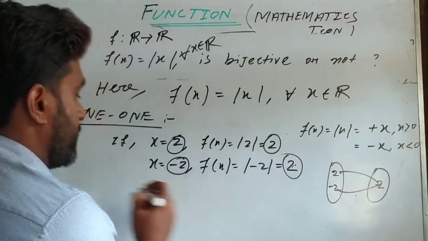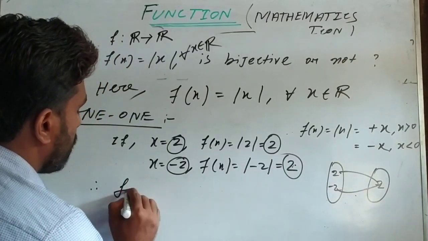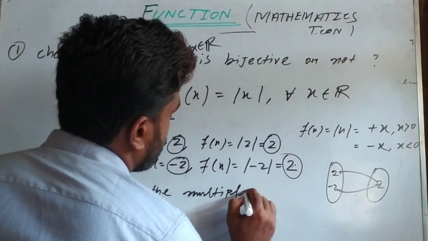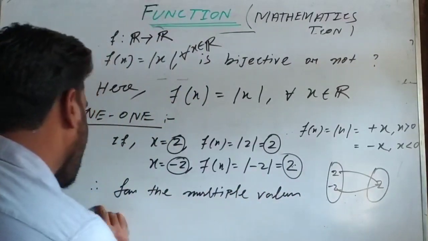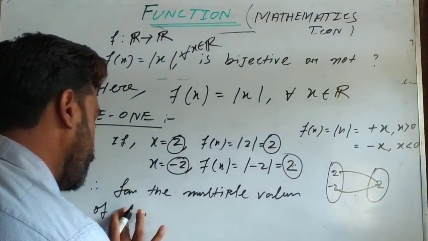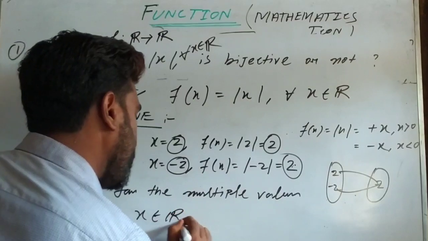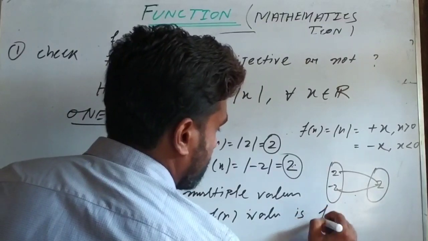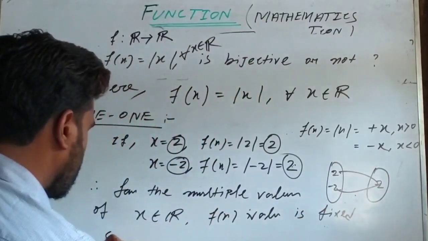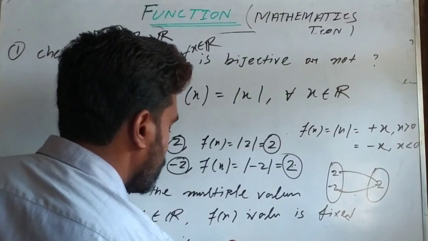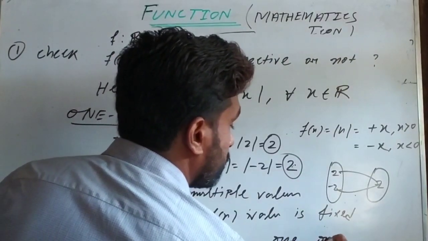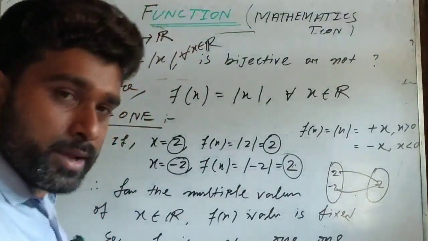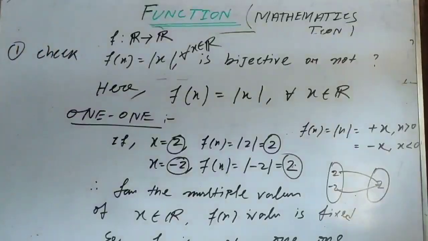So here you can see that for multiple values of x belonging to R, the f(x) value is fixed. So f is not one-one. Clear? f is not one-one. Okay, now for the onto property.